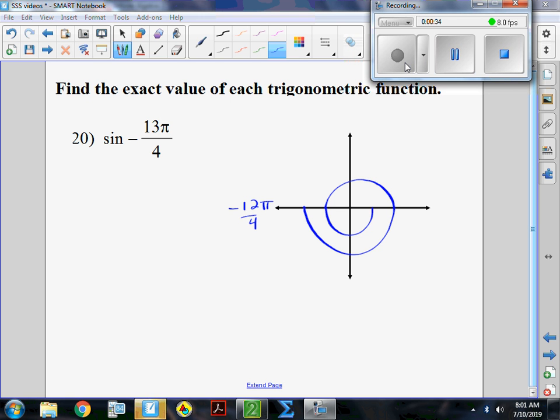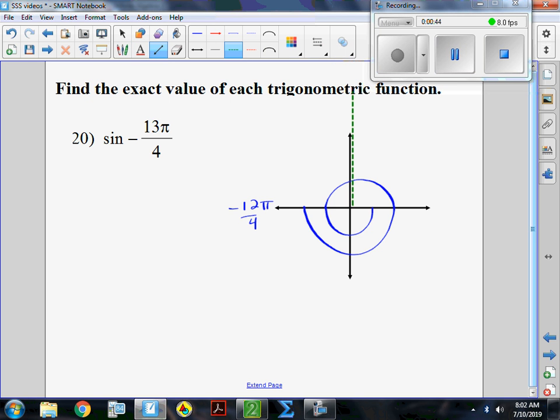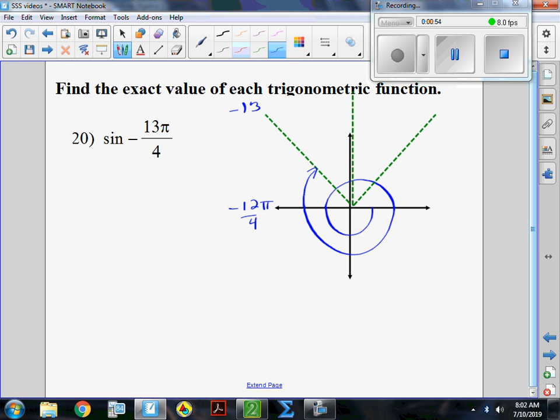If I went all the way back, it would be negative 4 pi over 4. I don't need to do that. That's negative 16. So I'm at negative 12 pi over 4. I need to go pi over 4 more. So that means I'm going to split my graph up into 4 on the top. So I'm at negative 12 pi over 4 right now. 1 more pi over 4 is negative 13 pi over 4.